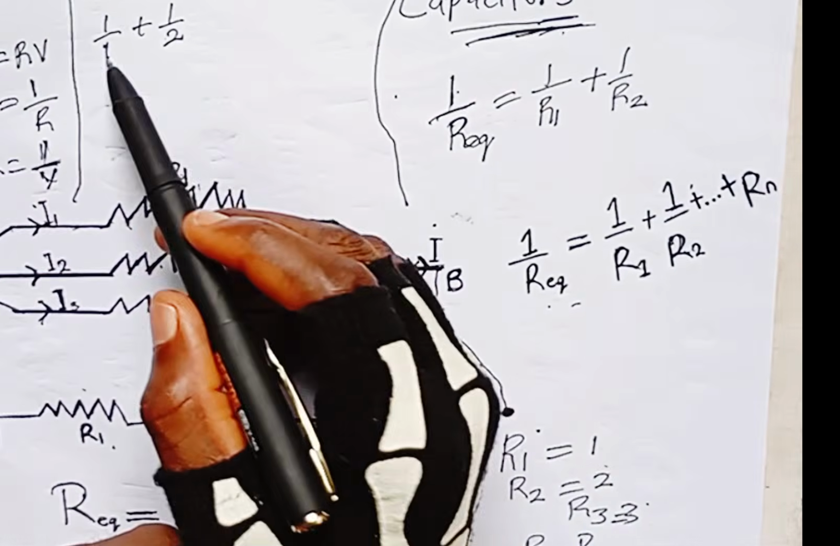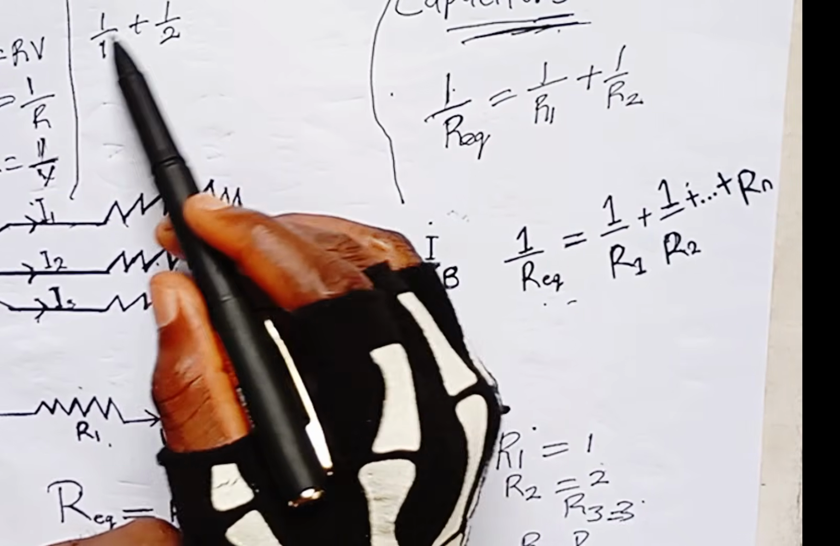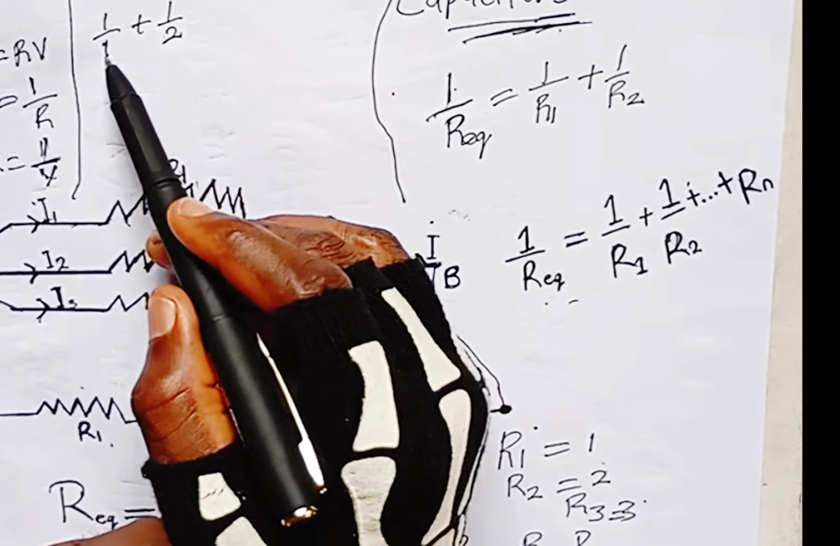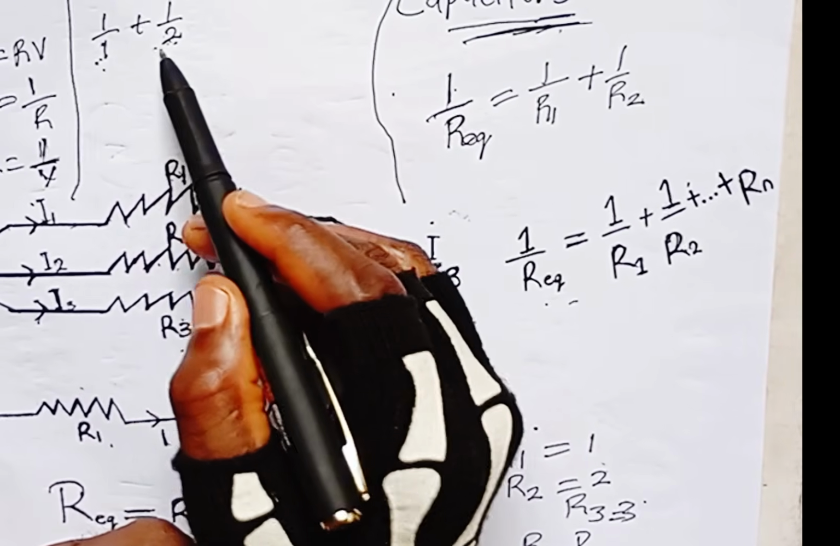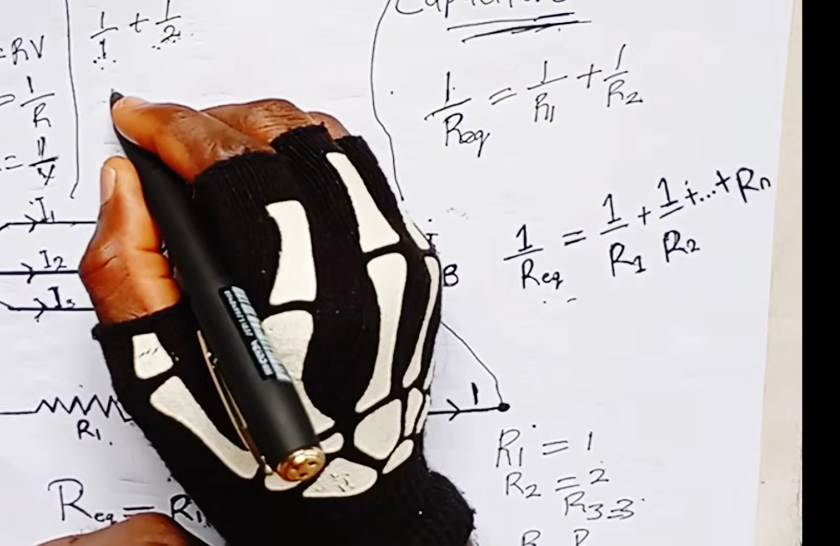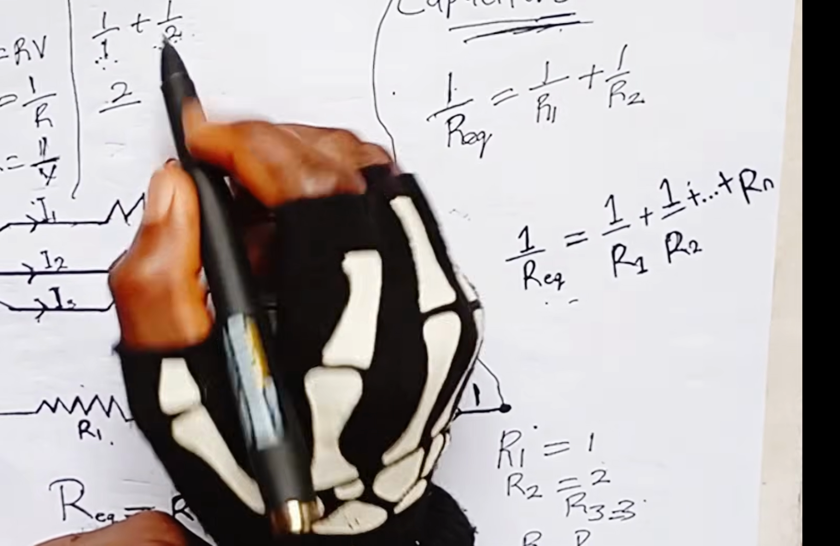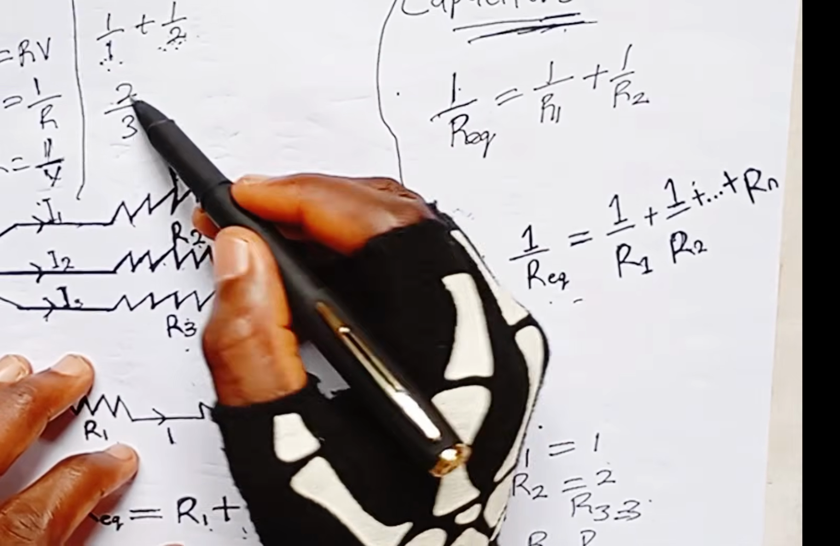I will do it for you now. What are we going to do here? You are concerned about this denominator. What you have to do is times the denominators and plus the denominators. When you times the denominators, you form the numerator. You plus the denominators, you form the denominator. So 1 times 2 will give us 2, over 1 plus 2, which will give us 3. So we have 2 over 3.